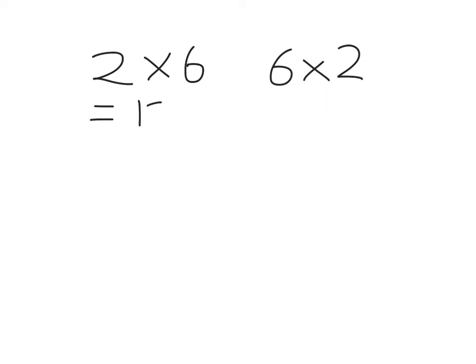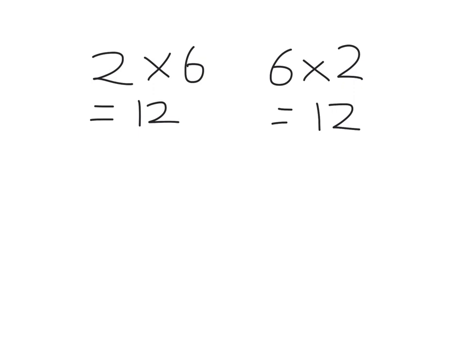So a reminder of what we've learnt today in this flip. The associative rule is when it doesn't matter which order we put the numbers in, the answer will be the same. So 2 times 6 gives the same answer as 6 times 2, even though 2 times 6 means a different thing than 6 times 2.